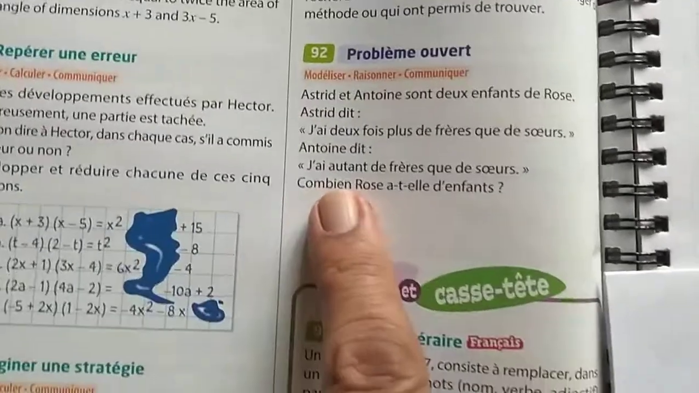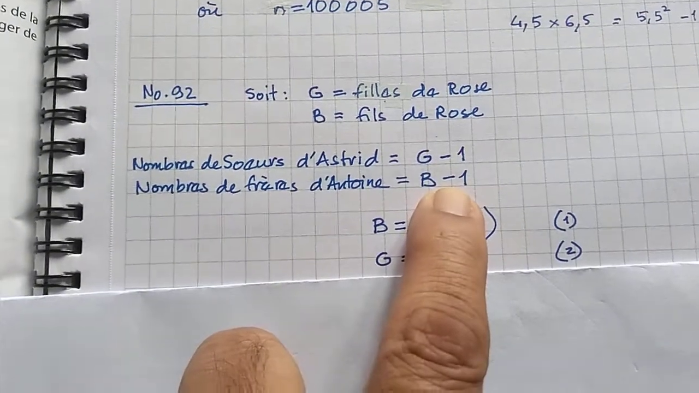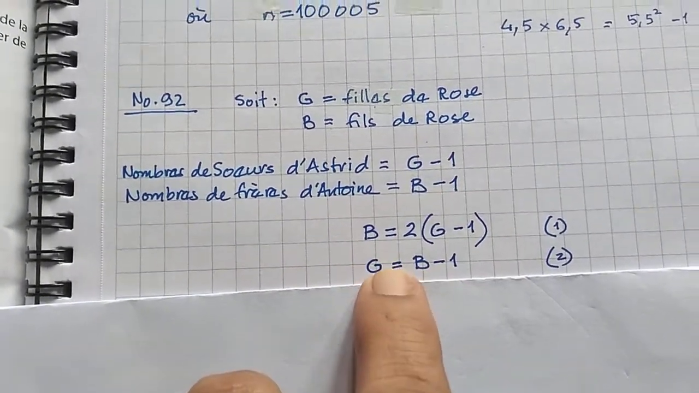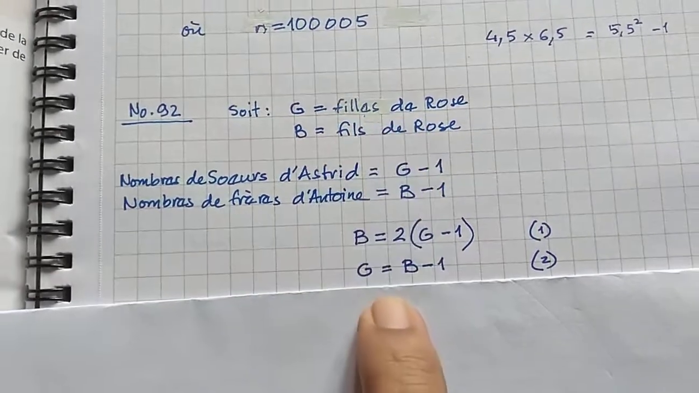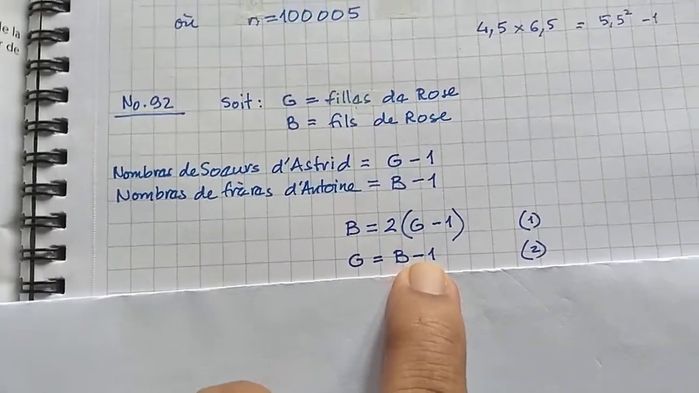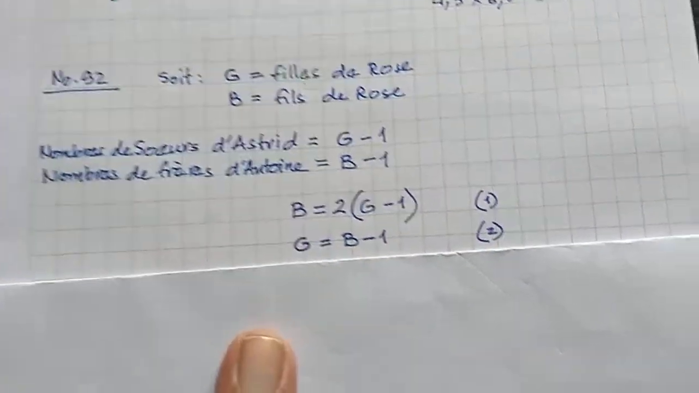Then Antoine says, j'ai autant de frères que de sœurs. So how many frères does Antoine have? He has B minus 1. So he is saying that the number of sisters he has, which is all the daughters of Rose, G, is equal to the number of brothers he has. So we have two equations. This is equation number 2.